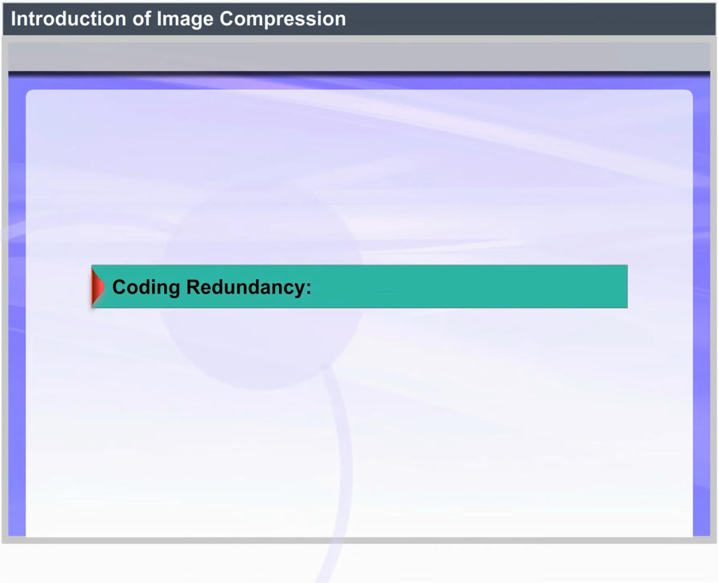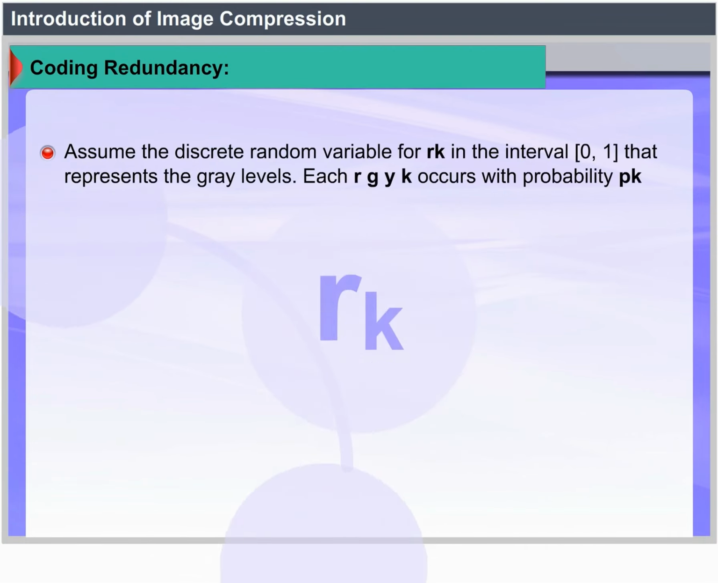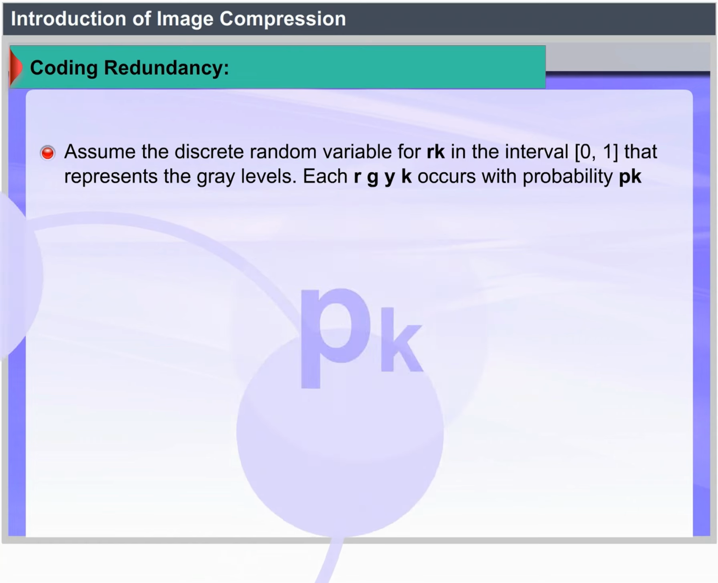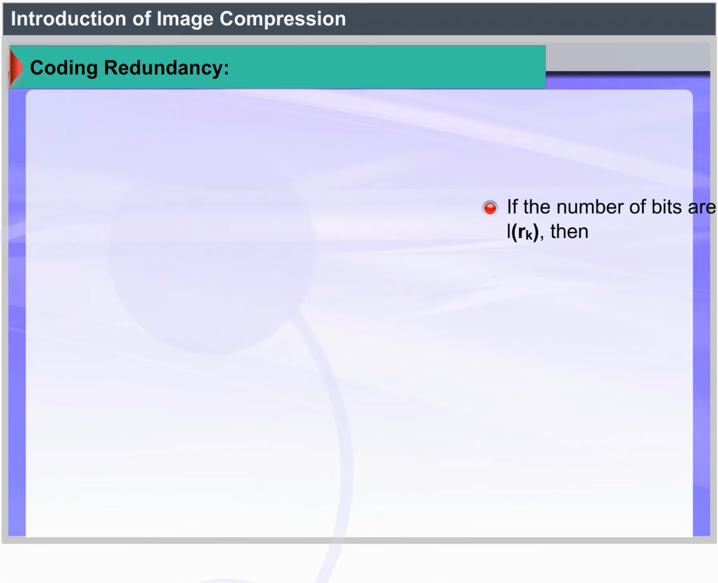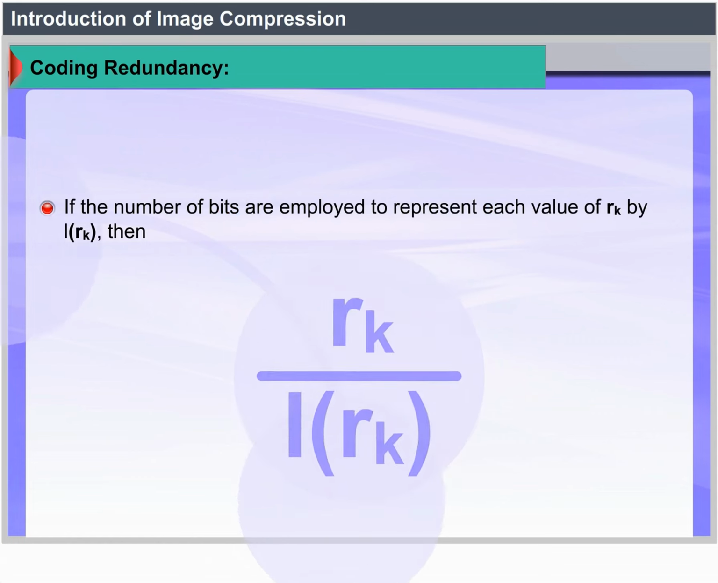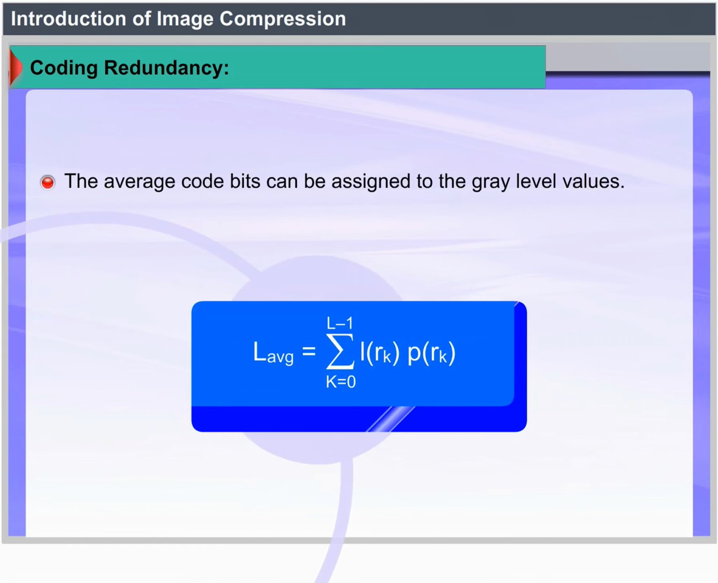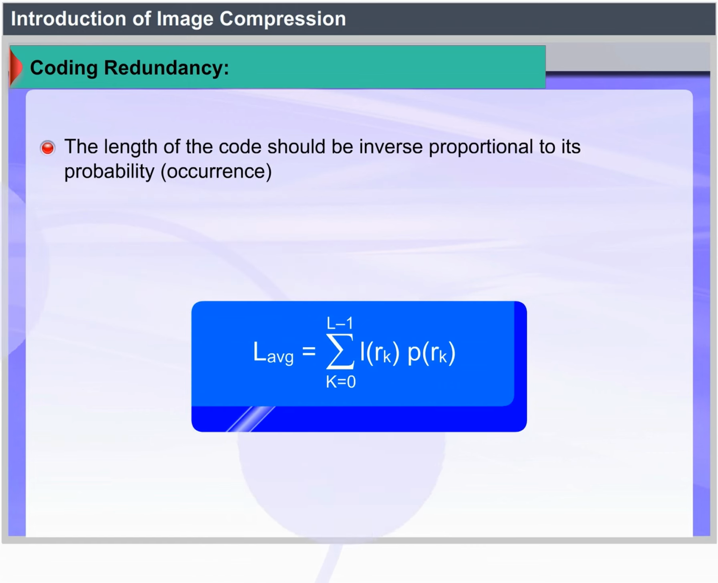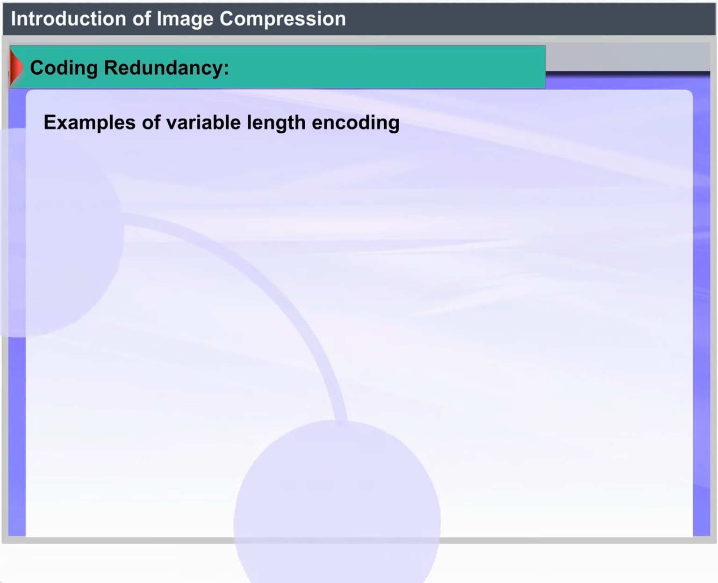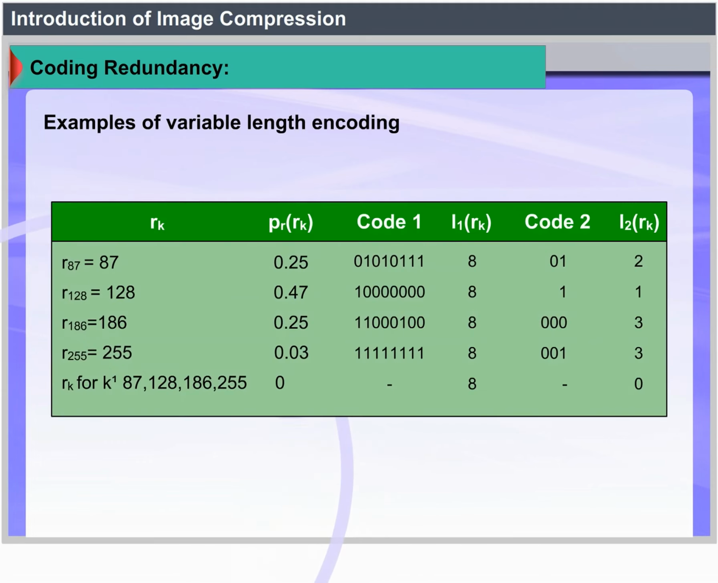Coding redundancy. Assume a discrete random variable Rk in the interval 0 to 1 that represents the gray levels. Each Rk occurs with probability Pk. If the number of bits used to represent each value of Rk is L of Rk, then the equation assumes the form as shown on the screen. The average code bits are assigned to the gray level values. The length of the code should be inversely proportional to its probability of occurrence. Examples of variable length coding are given in the table as seen.